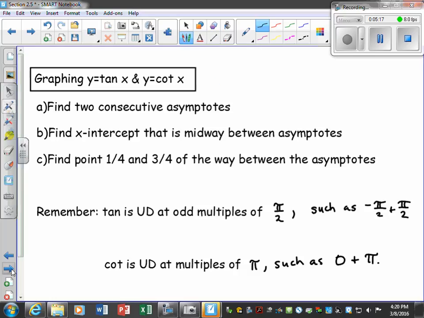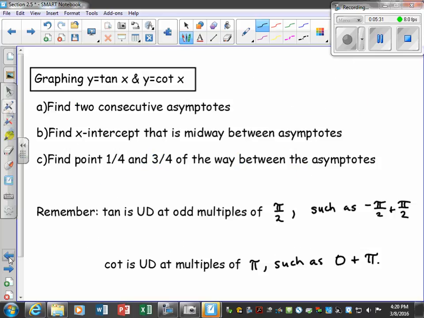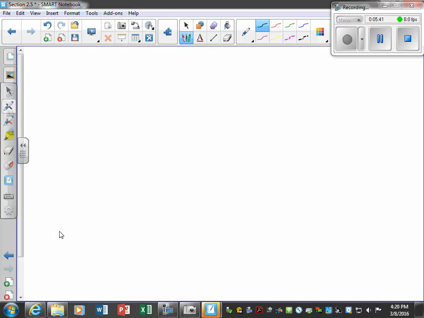So the x-intercept is x equals 0. And I'm just going to yield and I'll say x equals 0. Okay, that's the information we need. And then part C says find a point 1/4 of the way and 3/4 of the way between the asymptotes. So we'll do part C on this page.